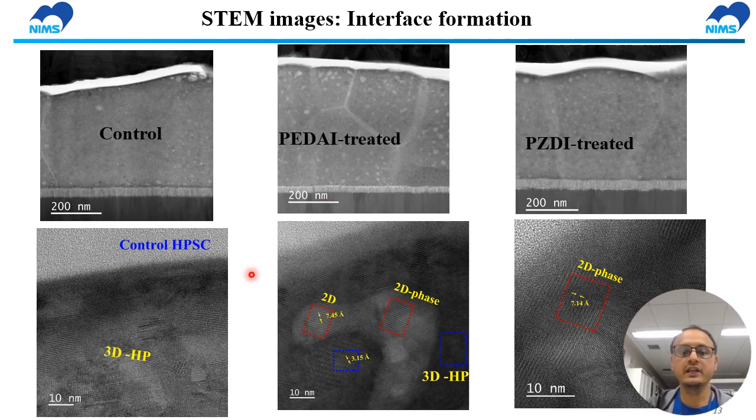Furthermore, we studied the interface quality. How does it form the interface when we treat the surface of the 3D perovskite? We found that the PADI treated film forms more 2D phase at the interface compared to the PZDI treated film. It means that due to the densely formed 2D phase at the interface, it might lower the JSC of the film with the PADI treatment.